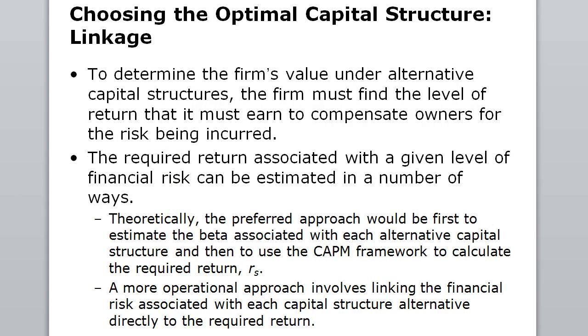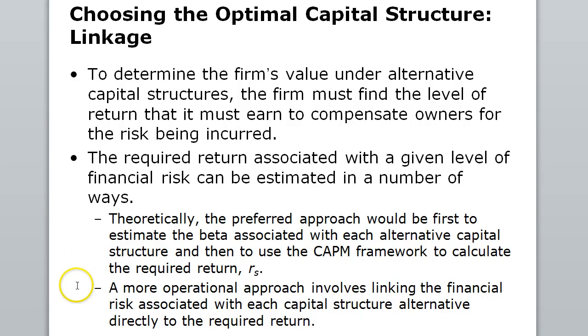So if you're going to choose an optimal capital structure, we have to determine the firm's value under alternative capital structures. How does changing the capital structure change the value of the firm and the level of return it must return to compensate owners for the risk? We have to look at the required return associated with a given level of financial risk, and it can be estimated in a number of ways. Theoretically, the preferred approach would be to estimate a beta to represent the risk for alternative capital structures, and use the capital asset pricing model to calculate the required rate of return.